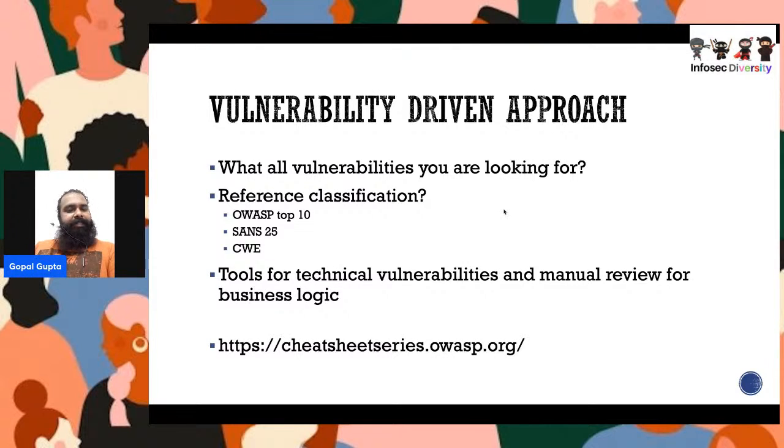The other thing which is most of the time missing from the vulnerability driven approach is the manual review for business logic related vulnerabilities. Most of the time people just delegate it to the testing phase. They say we will figure it out at testing time, whether we are doing it or not. Sometimes, or most of the time, you'll be able to find it in testing, but it is still a better approach to figure it out during your secure code review.